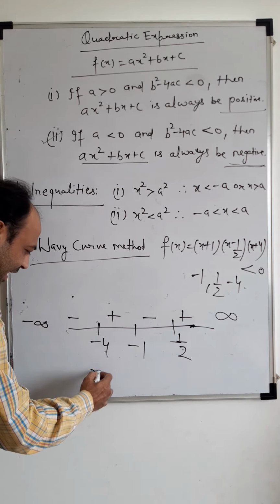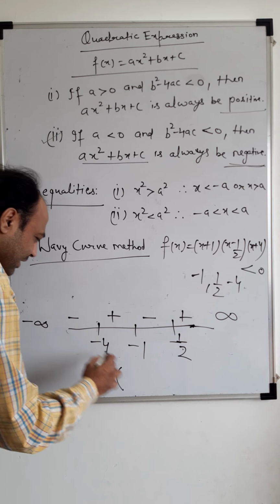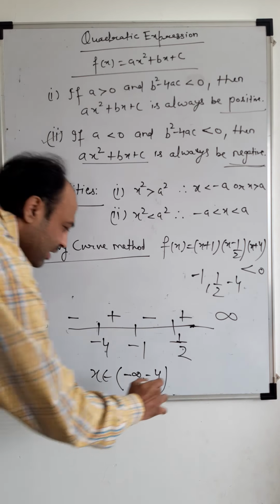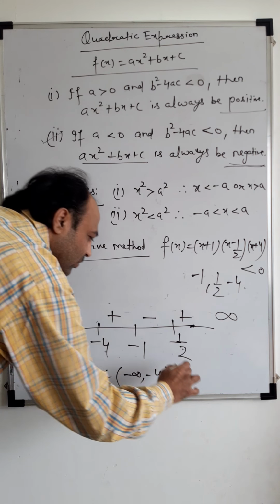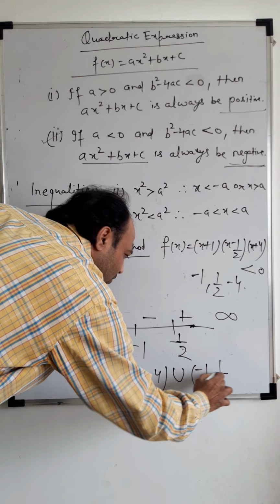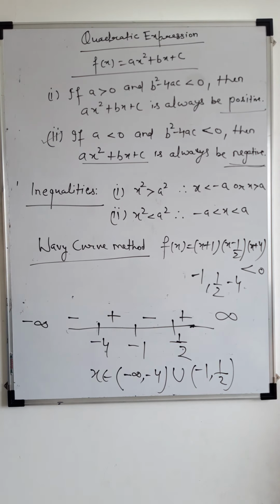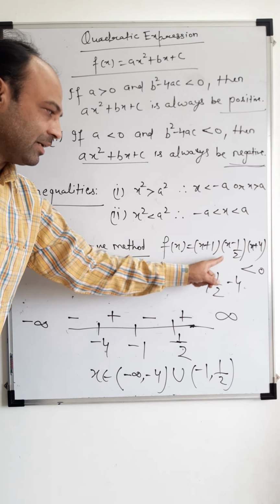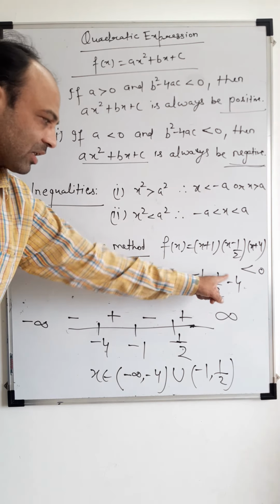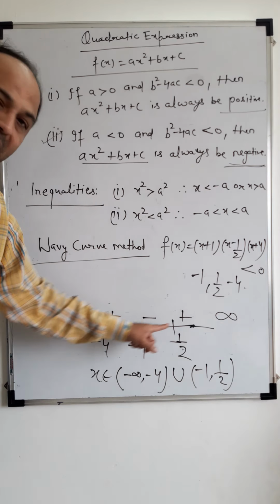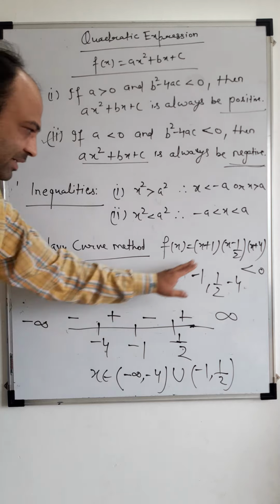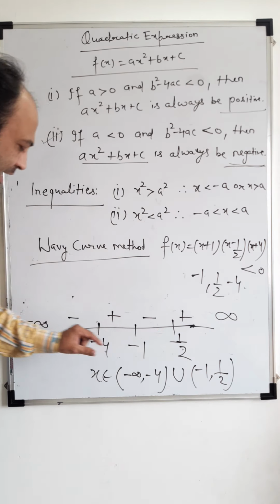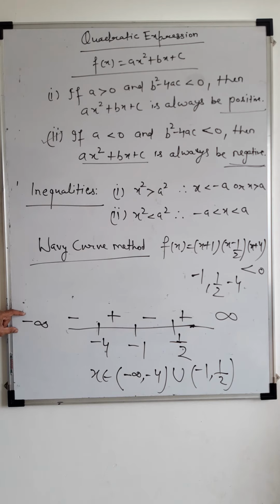So what is going to be? x belongs to minus infinity to -4 open interval, then union -1 to 1/2. So that is going to be the solution of this cubic expression, which is less than 0. These are the roots we draw in the number system. And then, since it is 3 factors, put minus, plus, minus, plus. And the extreme left is going to be minus infinity.